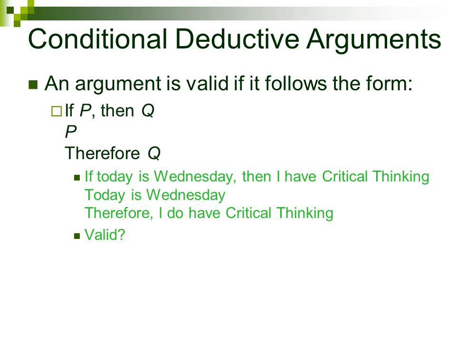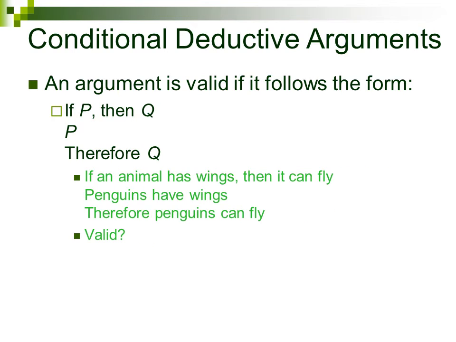So is this argument valid? Well, yes, it would be valid because it's the right form. The second premise, today is Wednesday, is saying that the antecedent, if today is Wednesday, is true. So this is in the form of affirming the antecedent, meaning that this argument is valid.